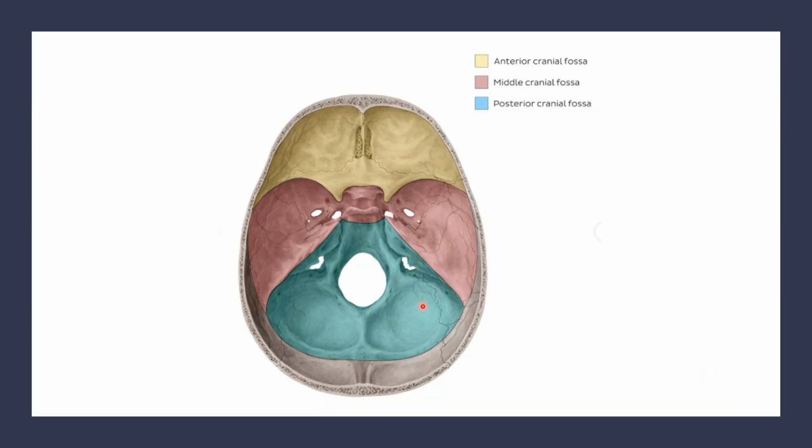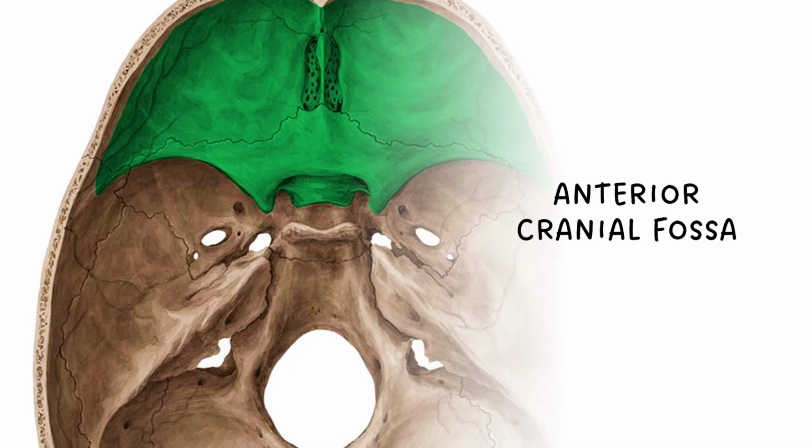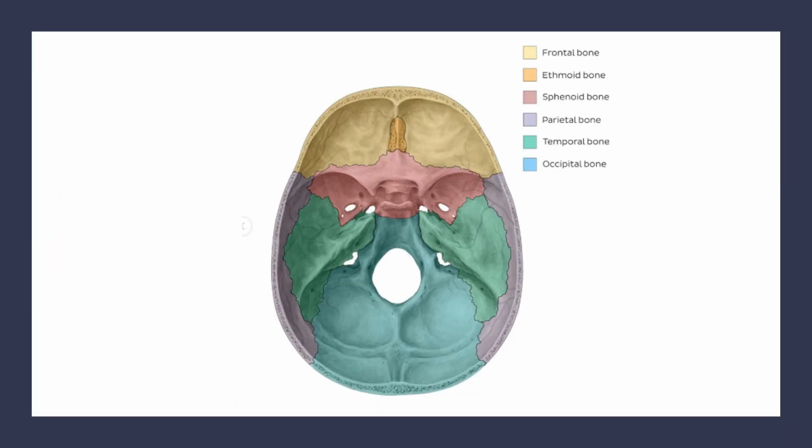The interior of the skull is divided into three fossae known as anterior, middle and posterior cranial fossae. These fossae are in a step-like manner. Let's begin with anterior cranial fossa. The anterior cranial fossa is formed by the parts of frontal bone, ethmoid bone and sphenoid bone.